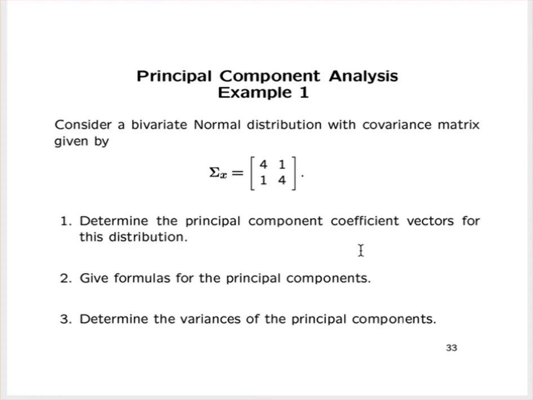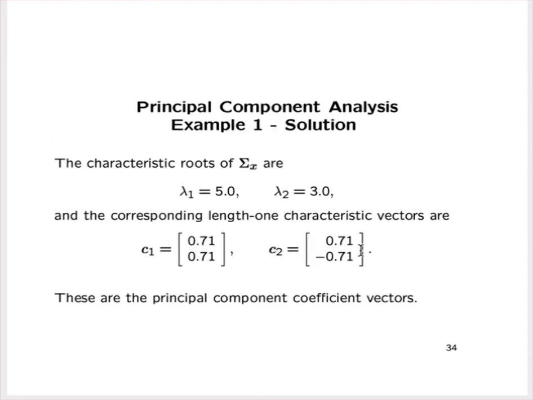So we're told to determine the principal component coefficient vectors for this distribution, give formulas for the principal components, and then determine the variances of the principal components. Now, we're not going to go through the mathematics of extracting characteristic roots and characteristic vectors, and I'm not going to ask you to do that ever.